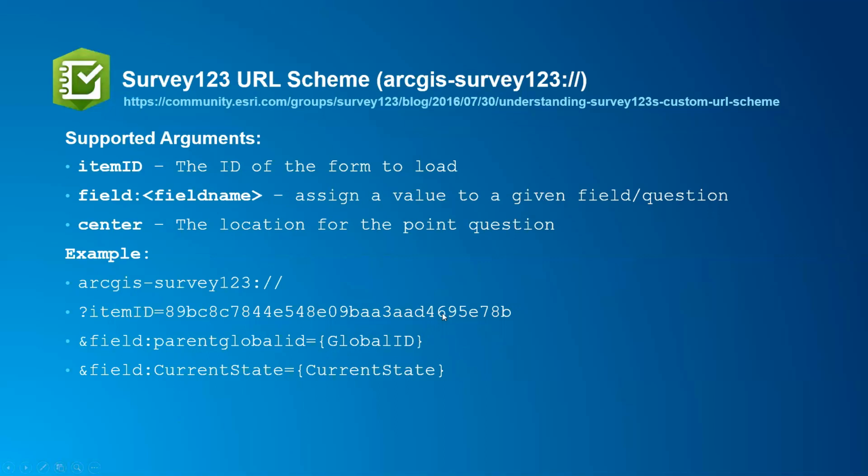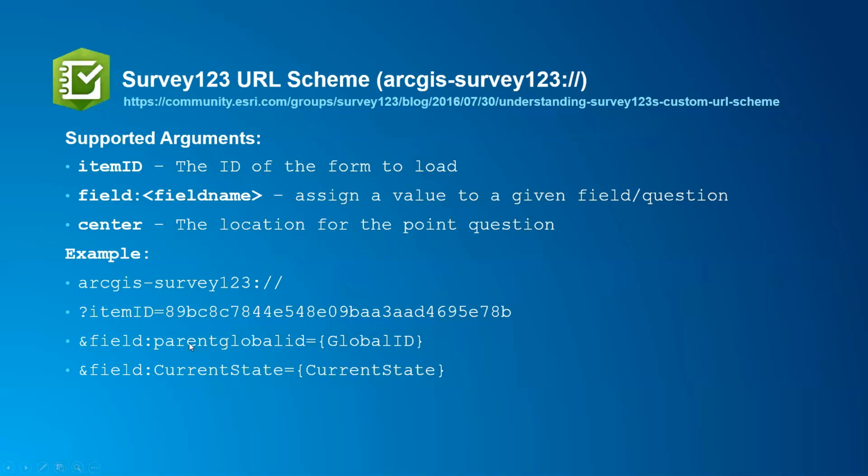So the item ID, you populate the form ID. It can be easy to get confused as to what item ID it represents, but in this case, it's looking for the form ID. When you publish a Survey 123 form, it creates a feature layer and a form, but here, it's looking for the actual form ID. And then you can populate some of the fields as well.